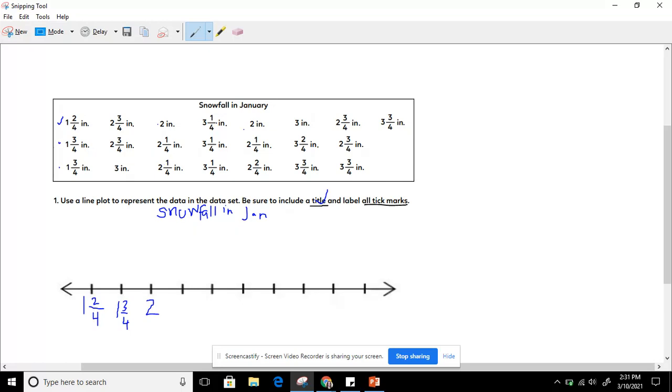Let's see here. 3s, no. 2, there's another 2 1/4. So it looks like our next biggest number is 2 1/4. Again, you can just mark them off as you go so you know that you got that number.